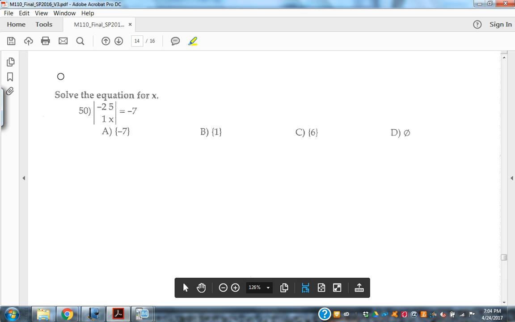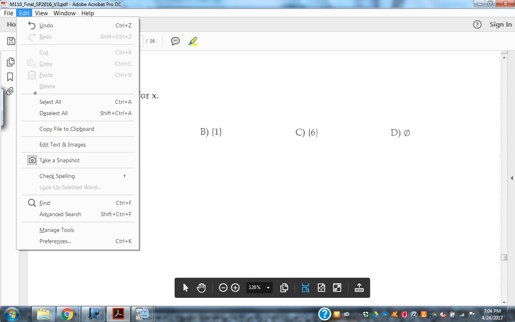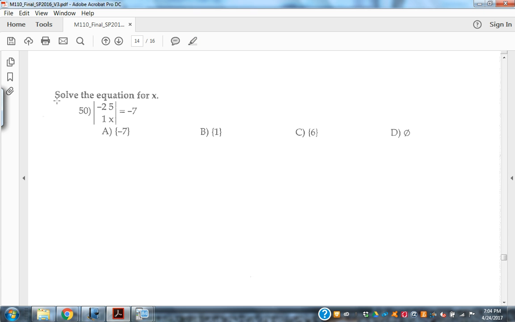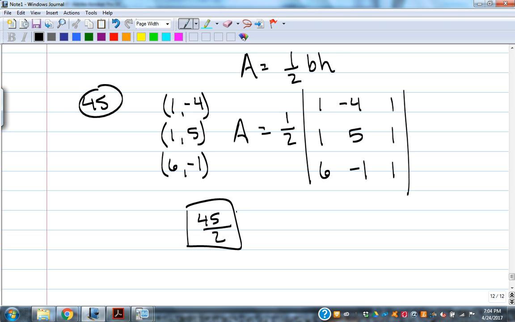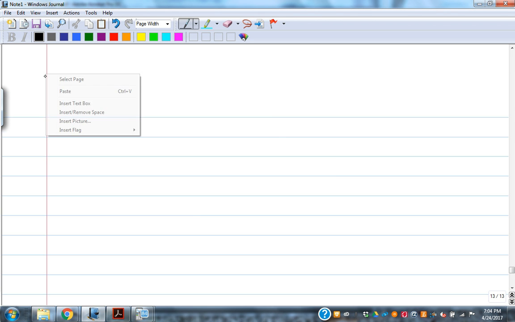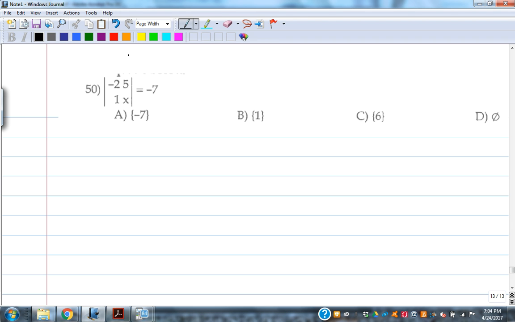Number 50, a little bit more difficult problem maybe. It seems innocent and small enough, but there's a little work to do there. You got to remember how to take a determinant without the calculator to do 50. That's why I want to go over it. It's a 2 by 2. Remember, you cross multiply and subtract. Negative 2x minus 5 equals negative 7. And then solve that. It's simple enough once you set it up. But if you don't know how to do a determinant for a 2 by 2 without a calculator, you're stuck.